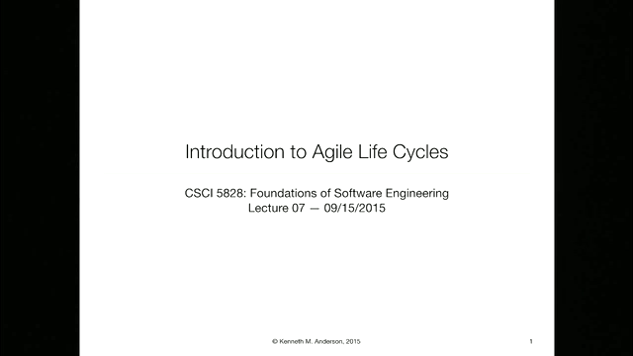So we had just finished up at the very end talking about the Rational life cycle. Rational there is a reference to a company name, not the actual word rational. Rational eventually got bought by IBM, but it is the life cycle that was created by some famous people in the object-oriented world known as the Three Amigos. They helped to create UML in the first place.